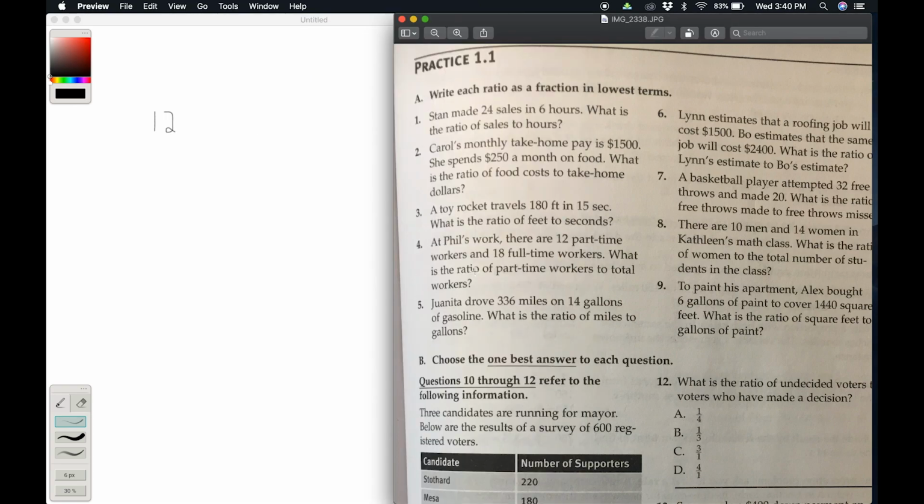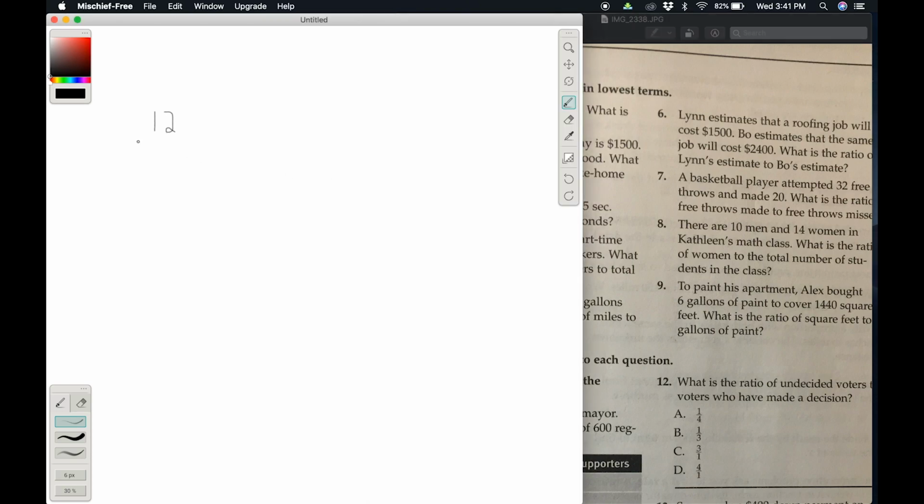Now, if you just look at this real briefly, you'll be like, oh, 12 over 18. But it's not 18. This is the full-time workers. So to know how many total workers there are, we need to add both of these, which 18 plus 12 is 30. Okay, so we need to put 12, which is the part-time workers, over 30, which is the total number of workers, both full-time and part-time.